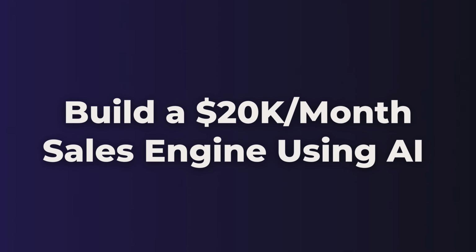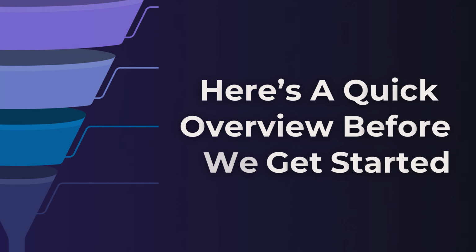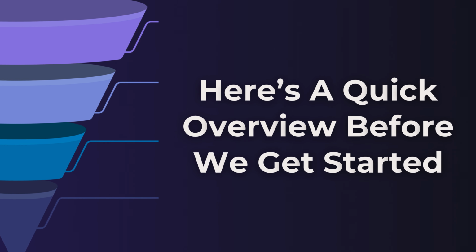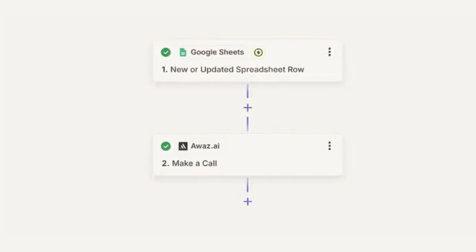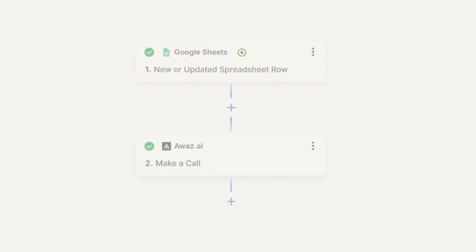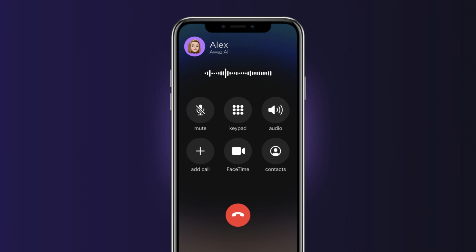Here's how you can build a fully automated sales engine with Awaz that performs like a $20,000 per month sales team without hiring a single rep. Here's a quick overview before we get started. A new lead is added to your list. Connect that list to Awaz, hit publish on your Zap, and your first AI agent is live, making the initial call.